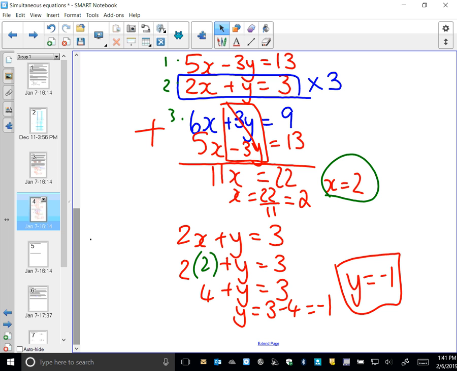Alright, so are we feeling happy about the setting out of them? Yes? And our aim of the game is to get that number in front of it the same value but different signs.